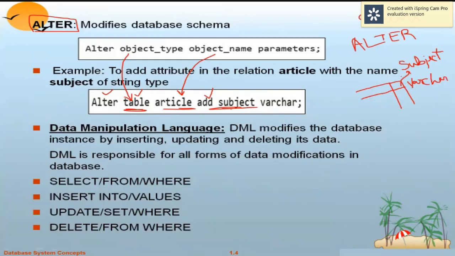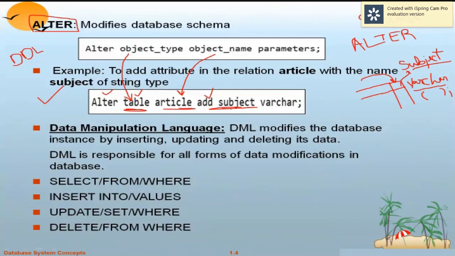So what are you doing here? Using an alter command, you're trying to add one more column in this particular table whose name is subject and the data type is varchar. And in brackets, you can also mention the maximum length of the subject that can be allowed. So this is about the alter command. All these come under the category of DDL. Remembering the syntax is very, very important.